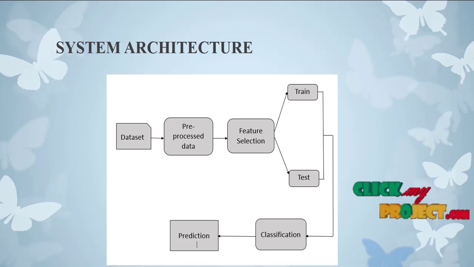This is our system architecture. From the dataset, we import the dataset and pre-process the data, extract the features, and split into train and test data. Then we classify it by fitting the algorithm using CNN, and finally we predict whether it is fake or real.